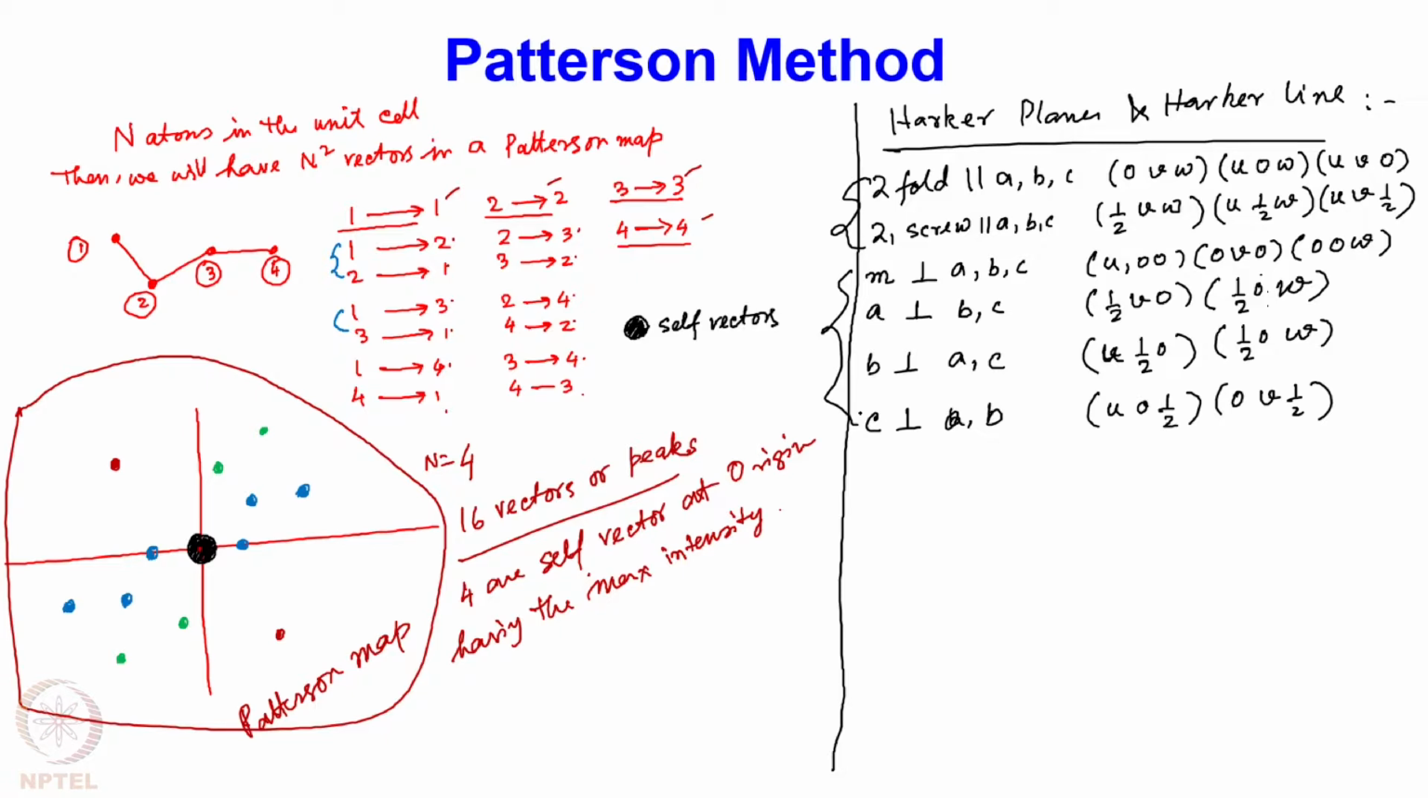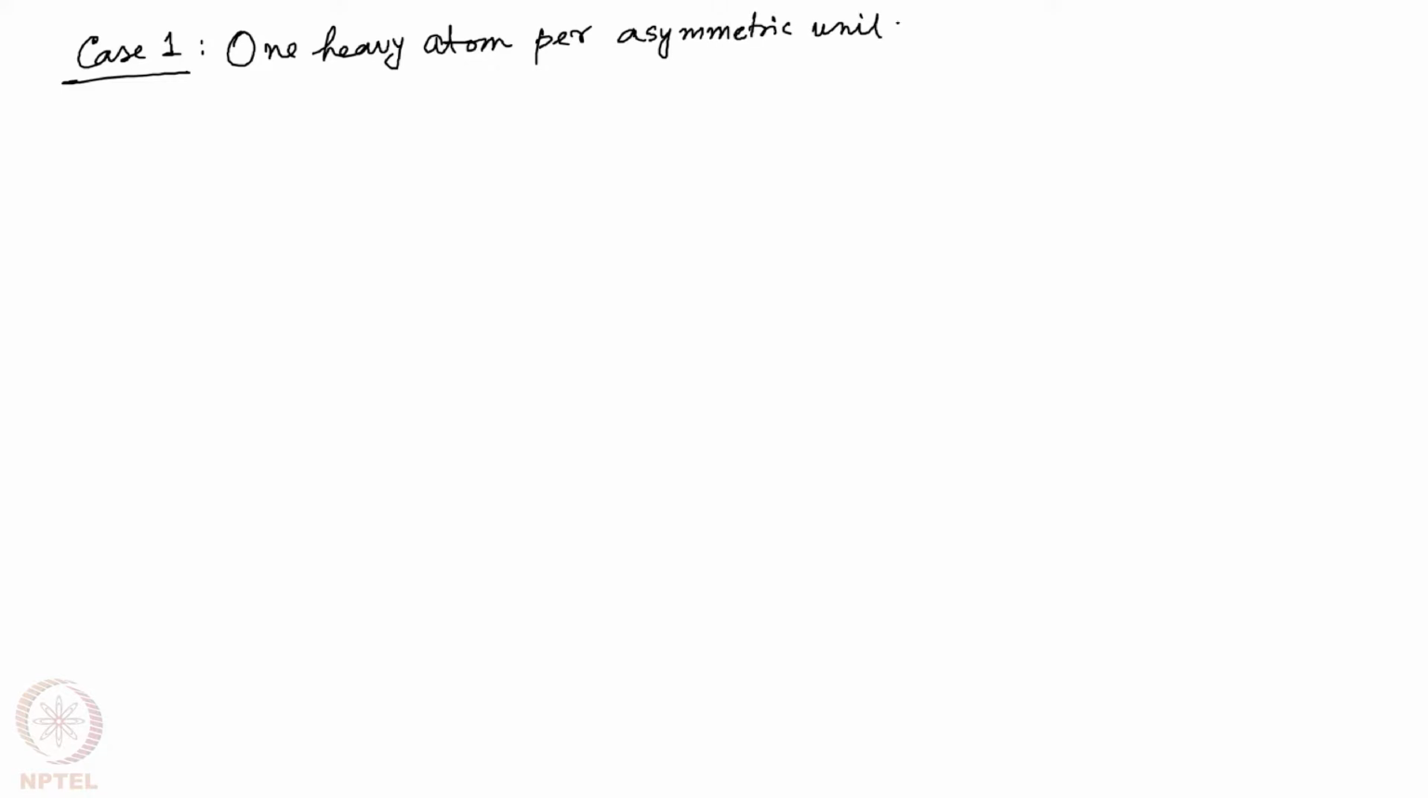So we will now investigate a few simple cases with the Patterson synthesis. Our case 1 is a structure where we have one heavy atom per asymmetric unit in the P1 bar space group.